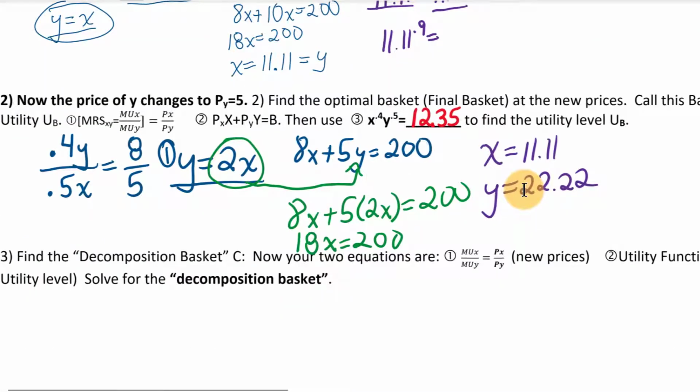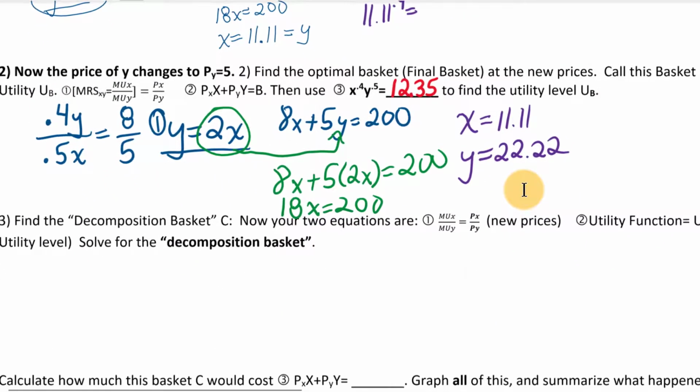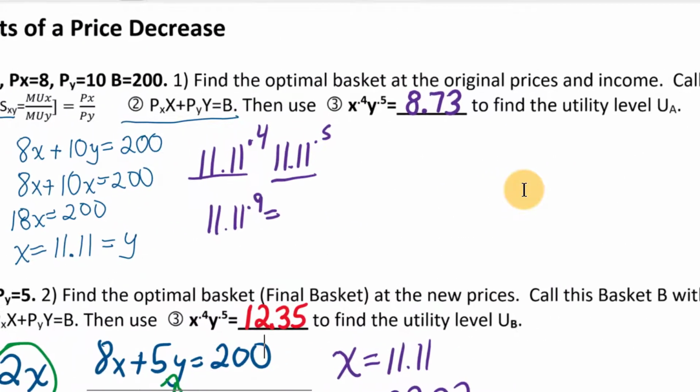Now for the decomposition basket. Again, what we're trying to do is say, okay, if this person has a lower price of y and now they're happier, what if I didn't want them to be happier? What if I wanted this person to keep their old utility level? Perhaps we had some bizarre retirement plan, and our retirement plan guaranteed that you were always going to get 8.73 utils in happiness in retirement.